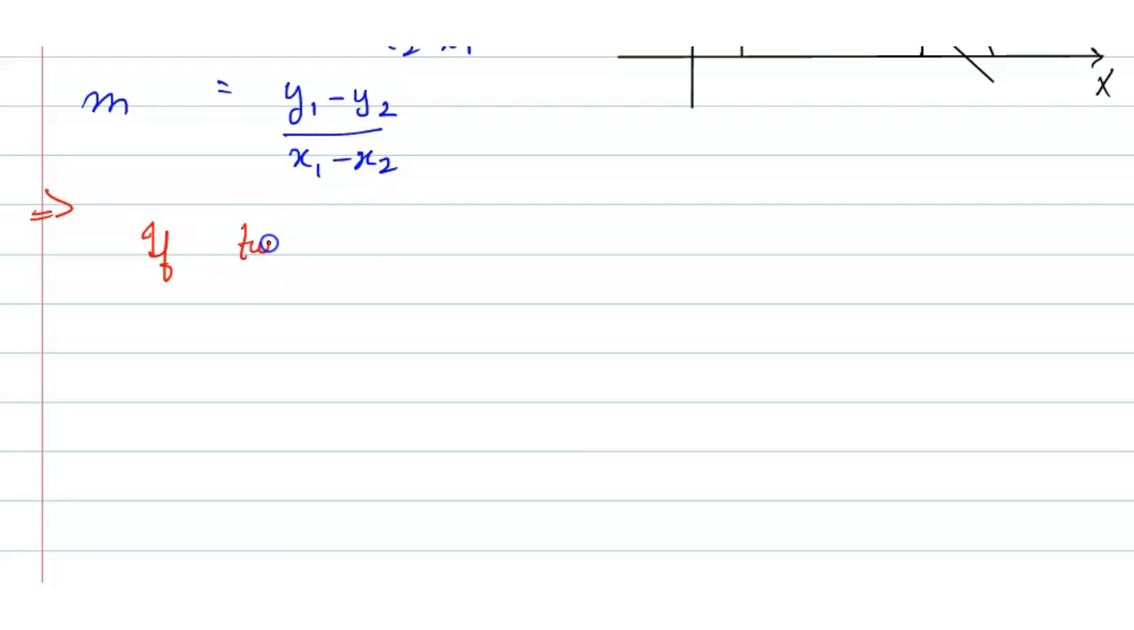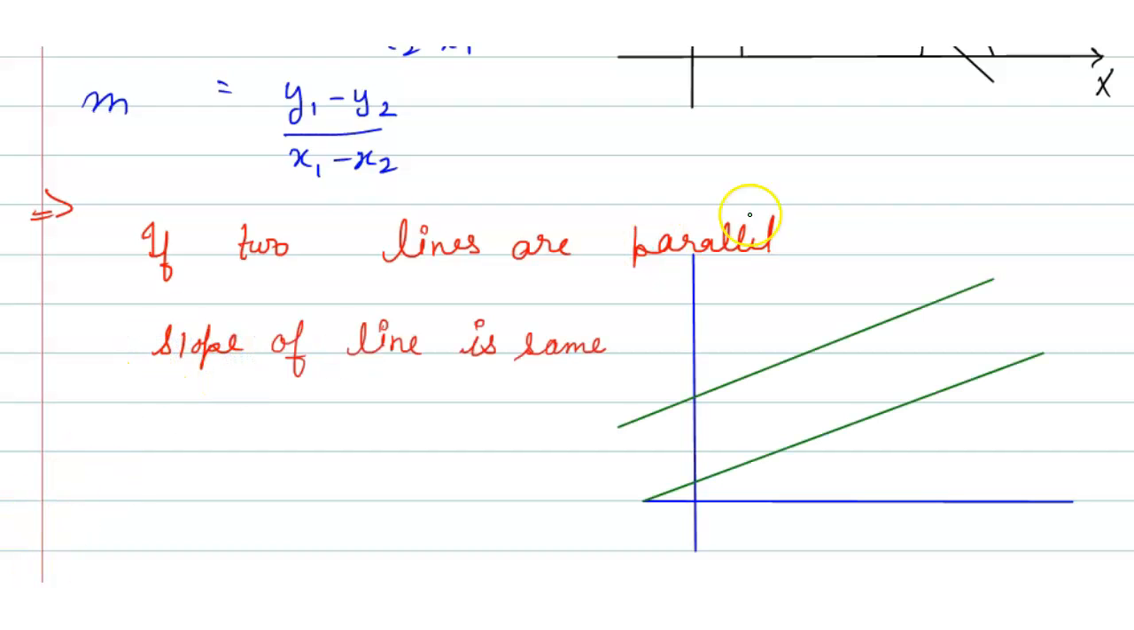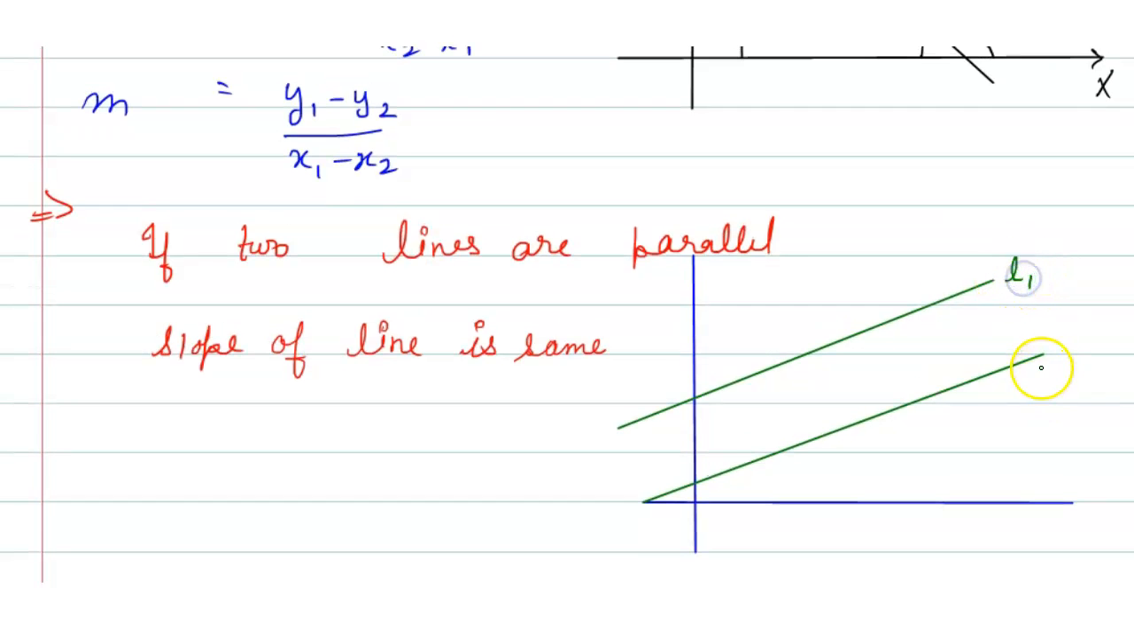If two lines are parallel, then the slope of the lines is the same. Here you can see this line is L1 and this line is L2, and the slope of line L1 is m1 and the slope of line L2 is m2. So if lines are parallel, then slopes are equal, so it will be written as m1 is equal to m2.